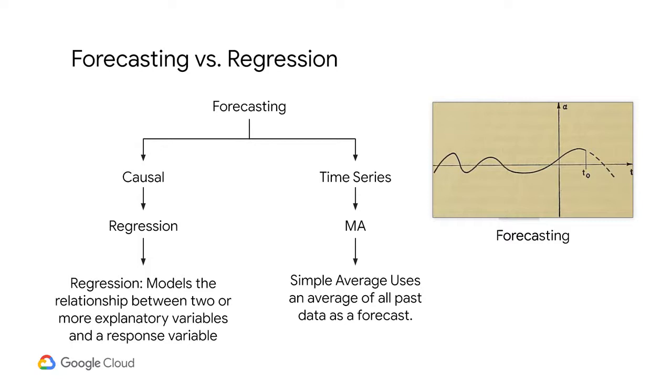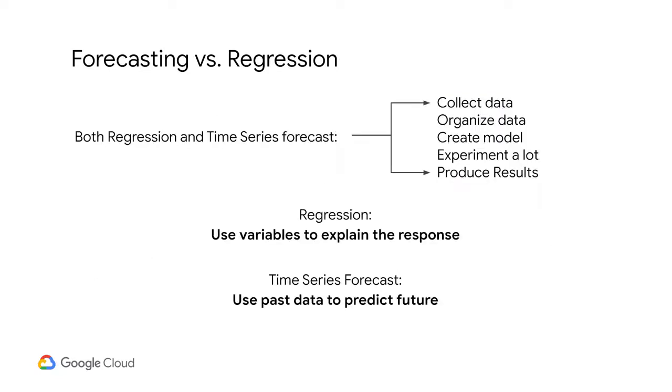There are several variations to using past data, but what we must understand is that in time series models, we use past prices to forecast future prices or past volume to forecast future volume, nothing else. To summarize, in both regression and time series forecasts, we need to collect data, organize it, create a model, experiment a lot with it, like tweaking it, and finally produce results that we think are acceptable.